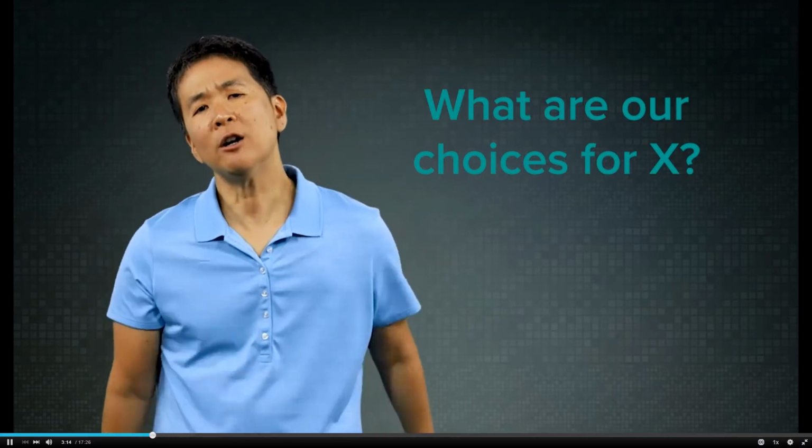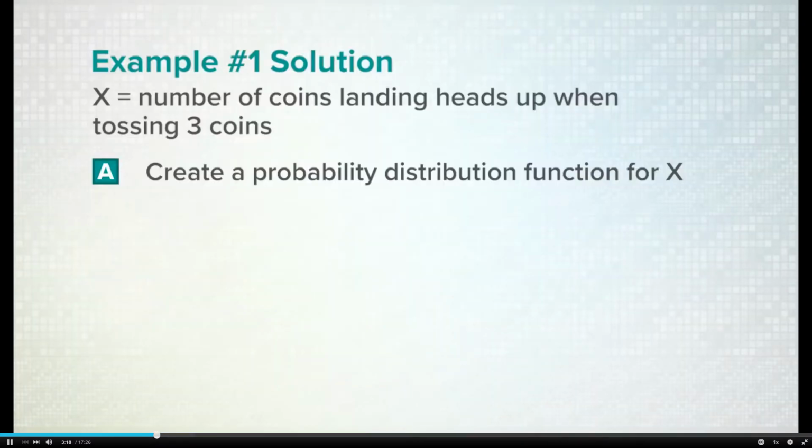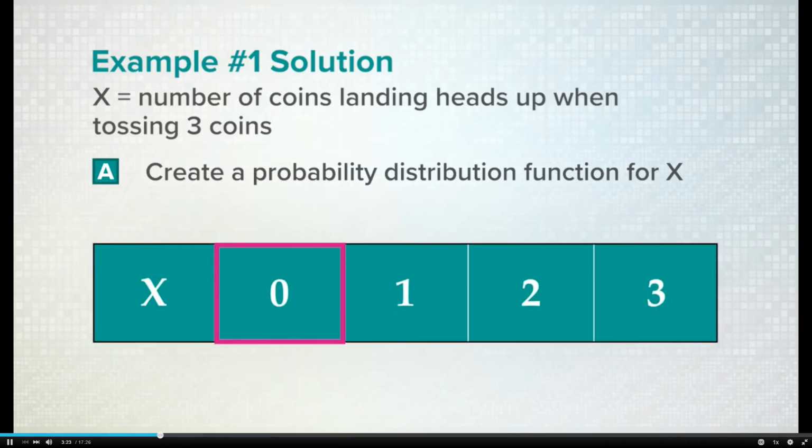Remember, x is defined to be the number of coins landing heads up when tossing 3 coins. So what are our choices for x? Well, if I toss 3 coins, how many could land heads up? 0 coins could land heads up if all 3 tails happen. Or I could get 1 out of 3 coins as heads up, or 2 or 3. So the possible values for x are 0, 1, 2, and 3.